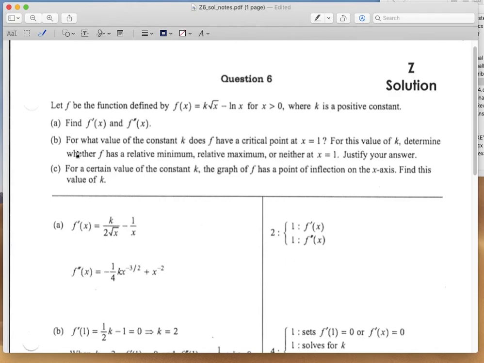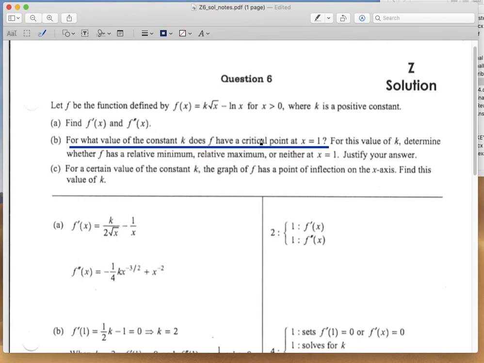All right, now it gets a little bit twisted. For what value of k does f have a critical point at x equal 1? What does all that mean? So there's some value of k where this function right here has a critical point at x equal 1. What does it mean to be a critical point? It means I'm at a value of x where the derivative, the first derivative, is either 0 or undefined.